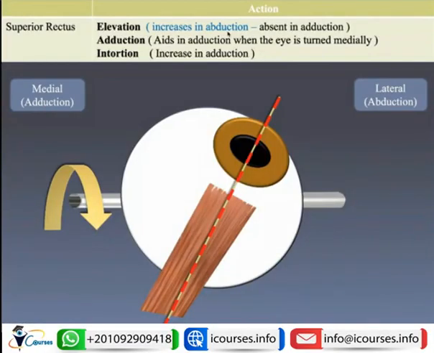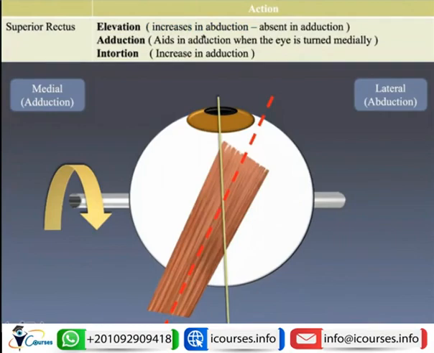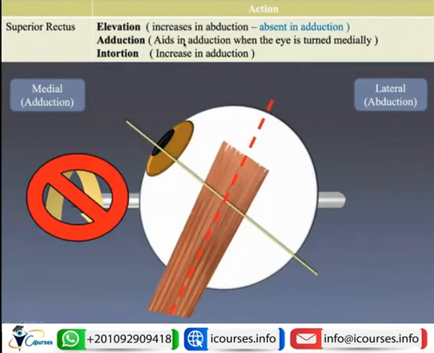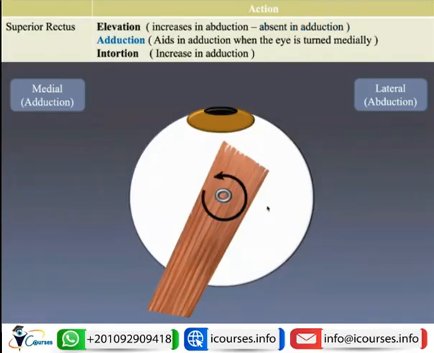So again, the superior rectus will cause elevation that increases in abduction. But when the eye is rotated medially, the axis of the muscle will be perpendicular to the axis of the eye, so there will be no elevation. So again, the elevation increases in abduction, but is absent in adduction. Here, using this x-axis, or the horizontal axis, the eye is rotated along the horizontal axis.